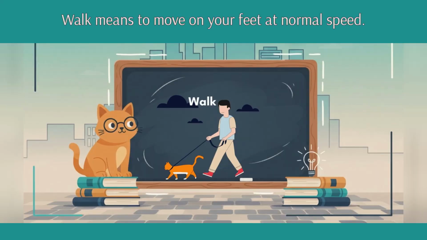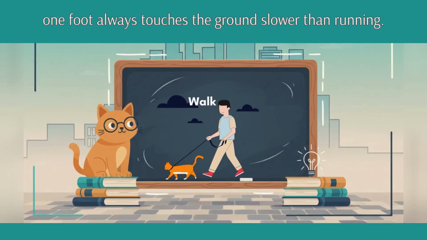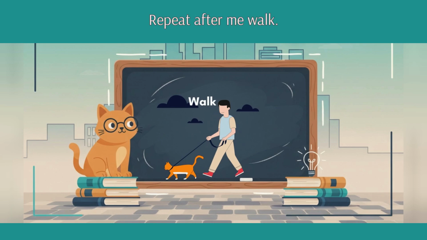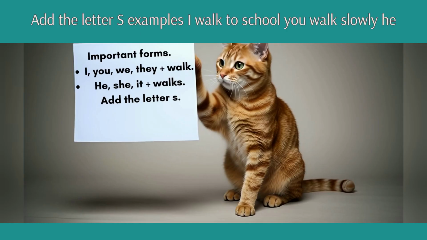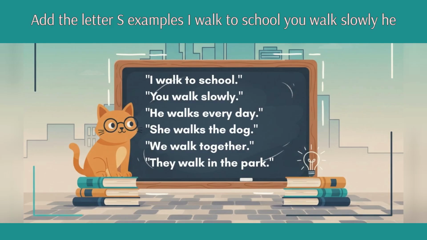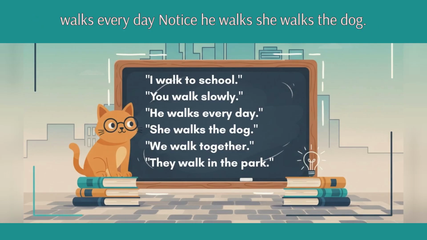Walk means to move on your feet at normal speed. One foot always touches the ground. Slower than running. Repeat after me. Walk. Important forms: I, you, we, they, plus walk. He, she, it, plus walks. Add the letter S. Examples: I walk to school. You walk slowly. He walks every day.